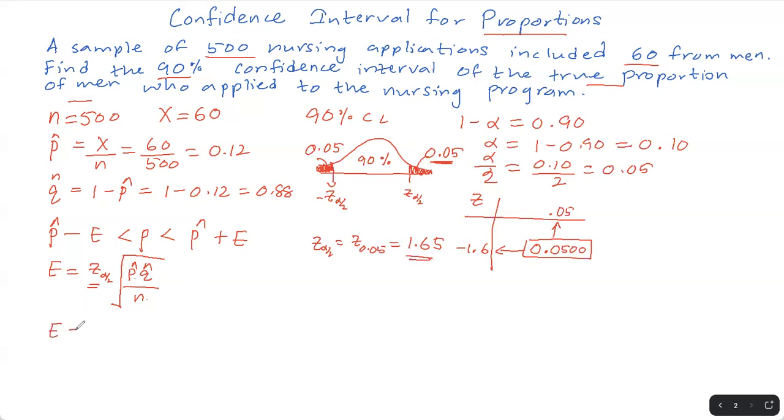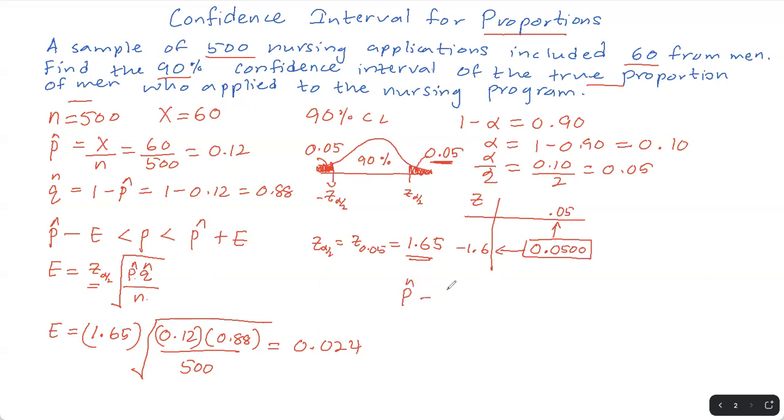And now let's calculate the margin of error. Z alpha over 2 is 1.65. P hat is 0.12. Q hat is 0.88. Divide by sample size 500 and then square root. So this value is 0.024. So we have the margin of error. Now let's calculate the confidence interval like this.